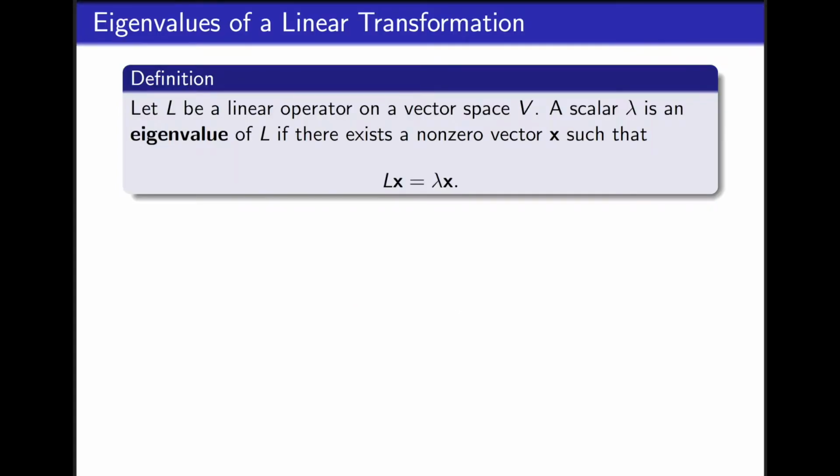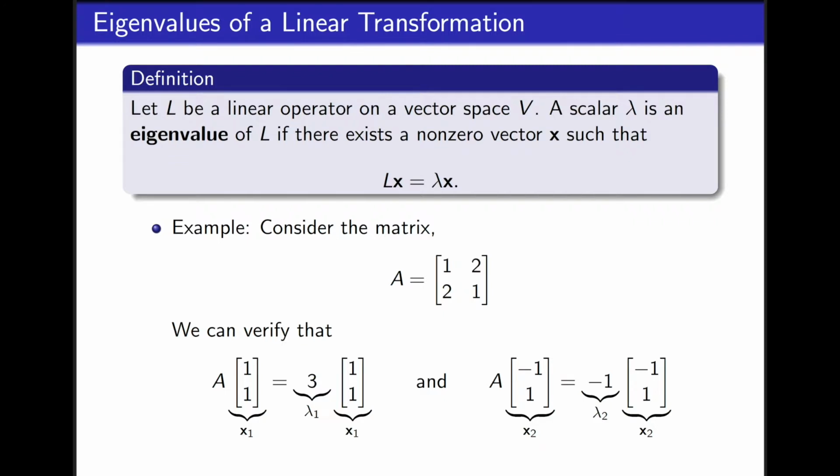We begin with the definition of an eigenvalue. Given a linear operator L on a vector space V, a scalar lambda is called an eigenvalue of L if there exists a non-zero vector x such that L acting on x is equal to lambda times x. The vector x is called an eigenvector associated with the eigenvalue lambda. The idea behind eigenvalues and vectors is that there's a vector such that when L is applied to it, the vector doesn't really change, except possibly to get scaled, become longer or shorter.